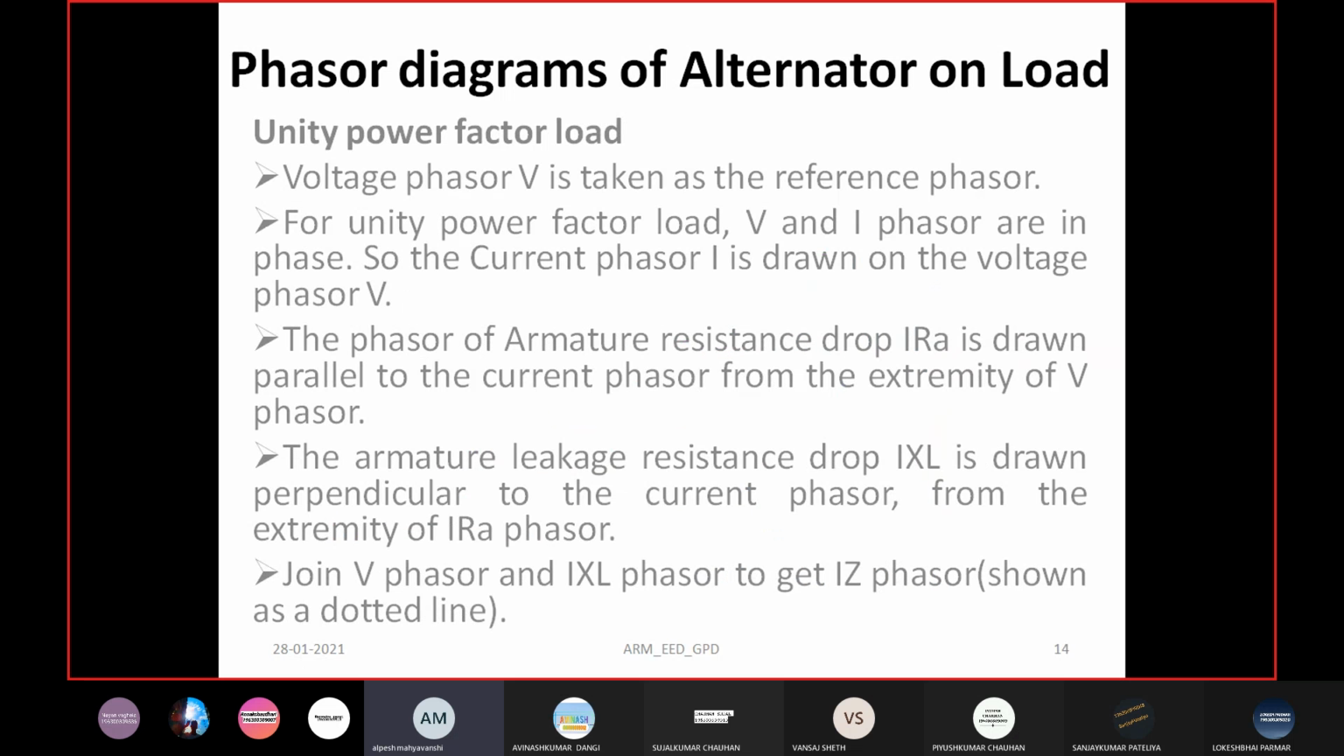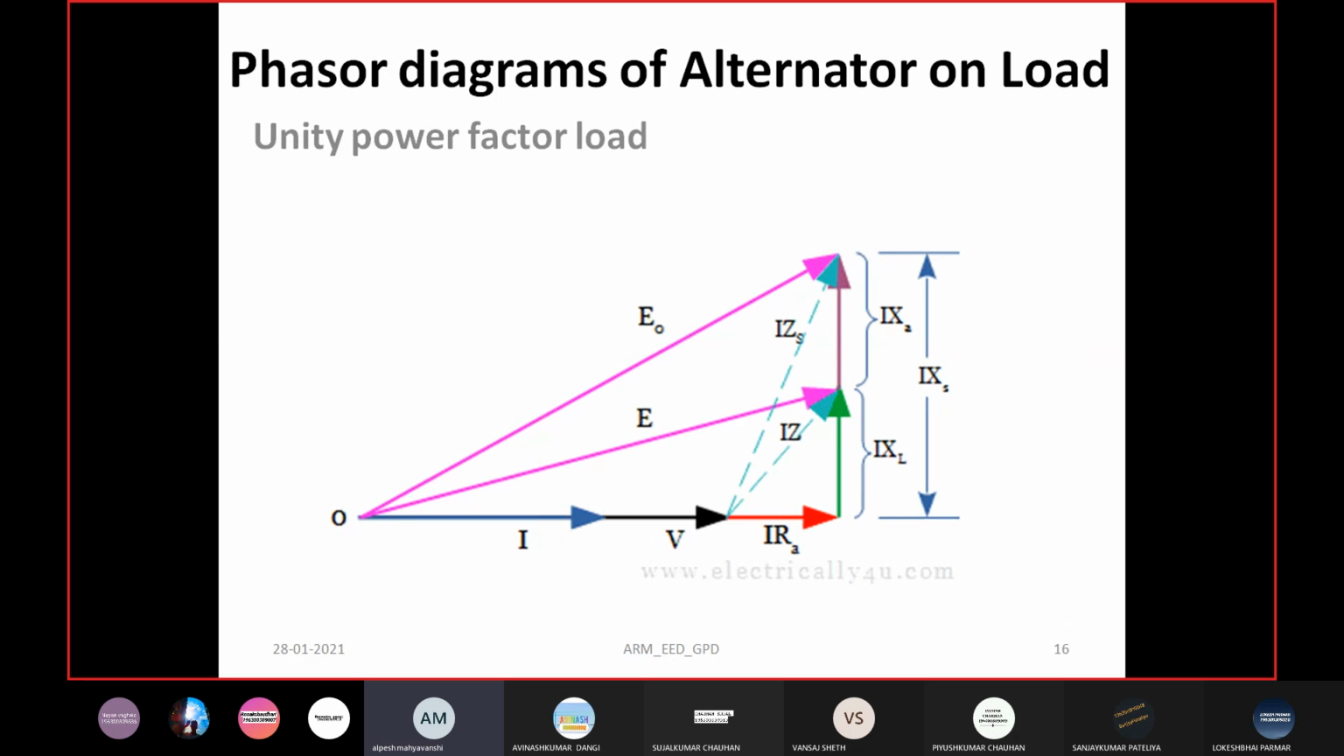Now we assume that the power factor is unity. In unity power factor, the voltage and current both are in phase. That means the angle between voltage and current is 0. So draw the current phasor in the same line as the voltage phasor. So this is the current phasor, and the voltage phasor and current phasor are both in phase. For our understanding, we can say that both are in the same line.